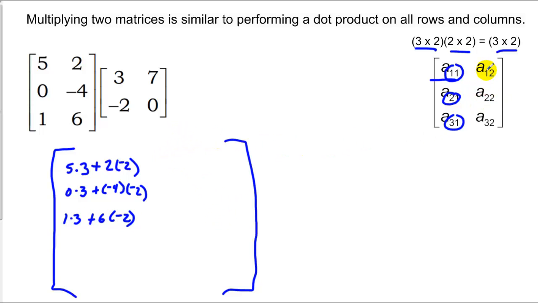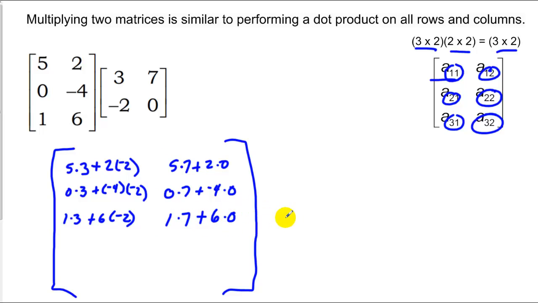Now let's move on to our first row, second column element, and I'm going to dot my first row with my second column. In this case I have 5 times 7 plus 2 times 0. Then I want second row, second column, so 0 times 7 plus negative 4 times 0. And then finally, third row, second column, I have 1 times 7 plus 6 times 0.